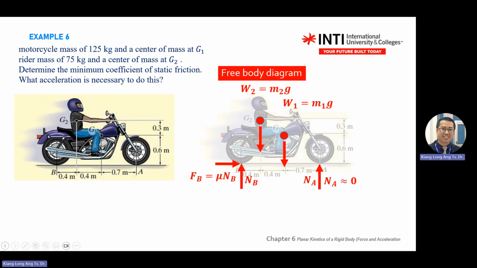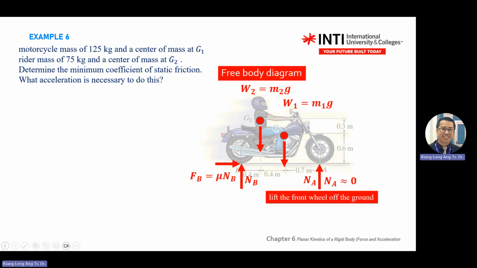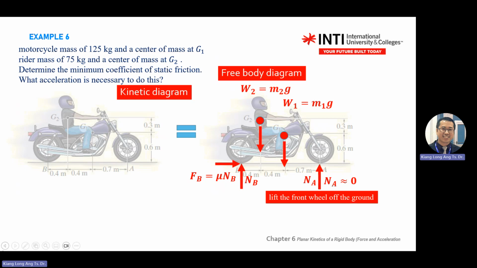So I just label there NA near to 0 when you do the wheelie action. So you do the kinematic diagram. Do you know how to draw the kinetic diagram?